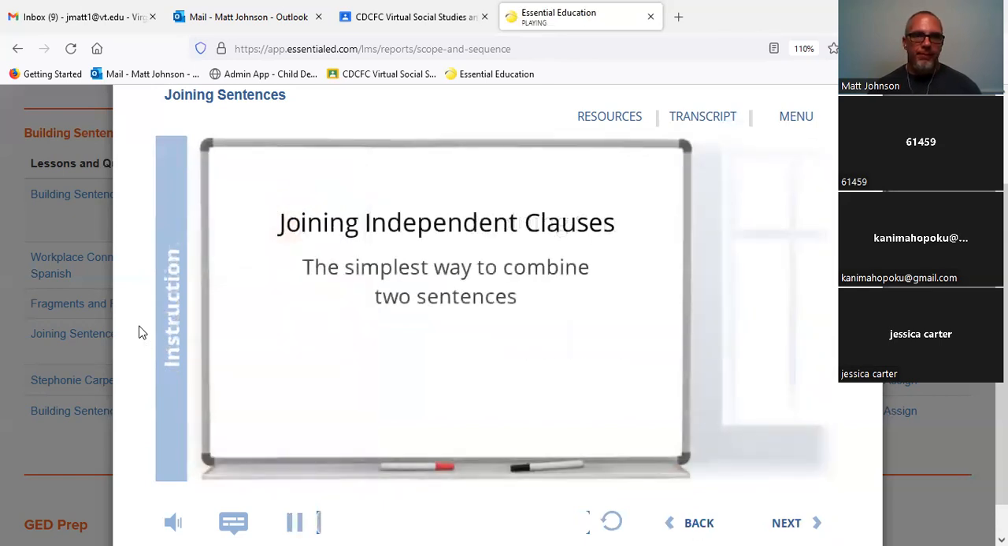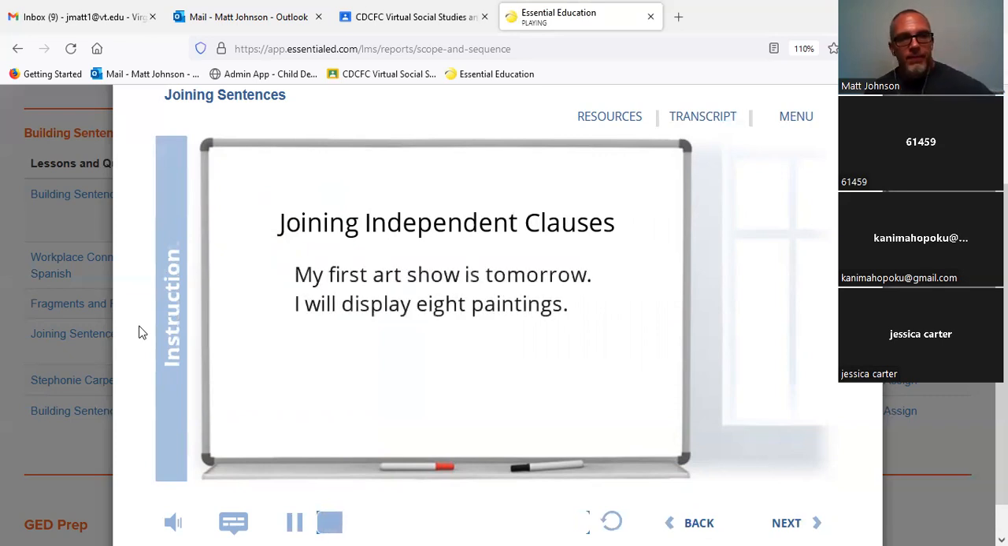Let's talk about the simplest way to combine two sentences, joining independent clauses. It's the simplest way because you don't really need to make any changes in the sentences. Take a look at these two sentences. My first art show is tomorrow. I will display eight paintings.